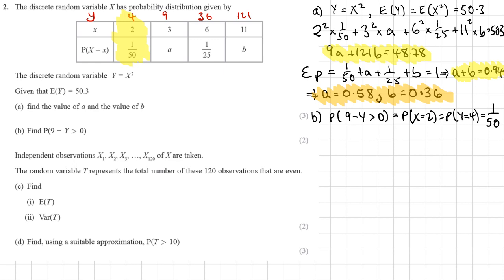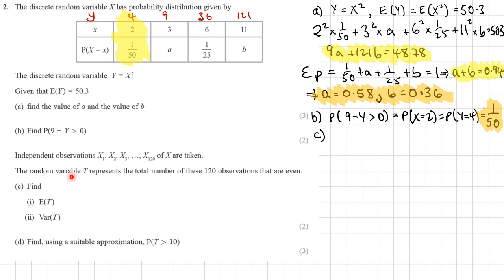Right, moving on to part C. Let's see what it says for part C. So the independent observations x1, x2, x3 all the way up to x120 are taken. The random variable T represents the total number of these 120 observations that are even, and we need to find the mean and the variance.